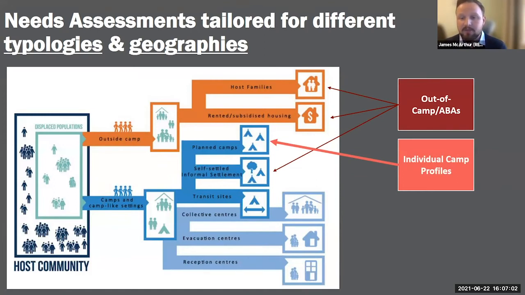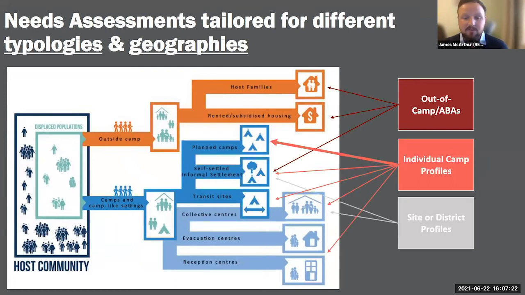Or perhaps that could be a needs assessment that's more tailored to a planned camp, having an individual camp profile for that site or for other sites, individual profiles for collective centers or transit reception centers, or other large camp-like self-settled informal settlements that also require a similar in-depth profile. Or in some country missions, it could be the case where there are hundreds, if not thousands, of informal sites and collective centers, and that actually we need district profiles across several districts, geographical areas, to capture the differences across the numerous types of informal settlements. And so here you can already start to see that this will form the basis of the needs assessment. What is the typology and geography that we're trying to tackle here?